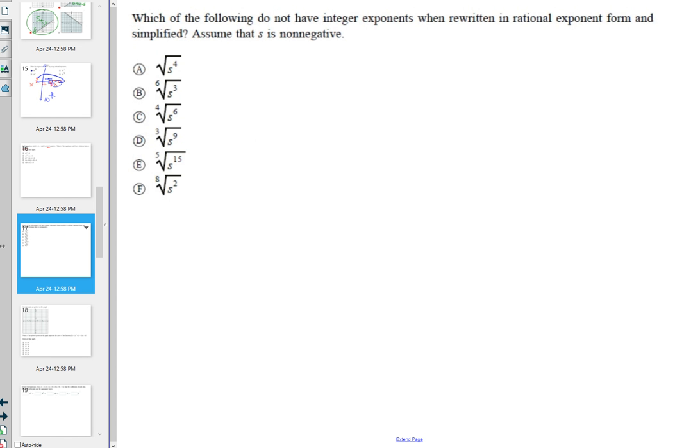Which of the following do not have integer exponents when rewritten in rational exponent form? An integer is a number that doesn't have a fraction or decimal. If I were to rewrite all of these, we know the exponent and we know the index. The only one that's not written is here, but we know that's a square root of 2. So we look at the first one.